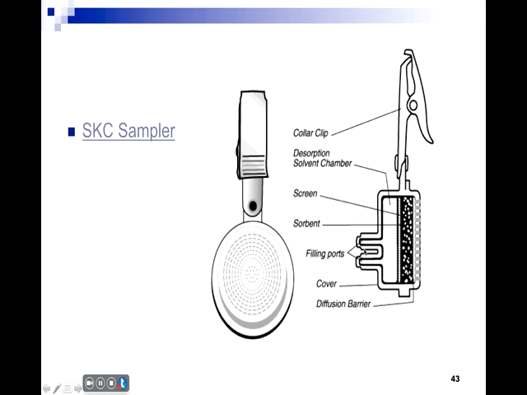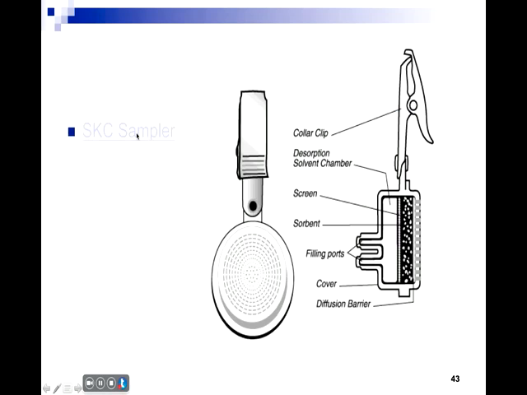But what they all have is some kind of a sorbent that's present. The gas or vapor can pass through this diffusion barrier, and it will be trapped on the sorbent, and you can collect a certain amount of material and correlate it to the amount of time that the worker was wearing it. So again, you can get a determination of concentration based upon this.